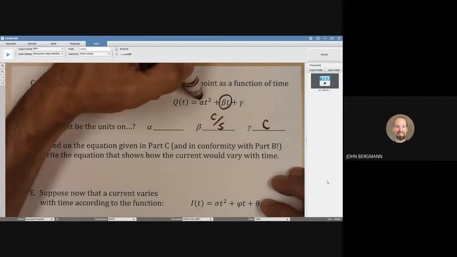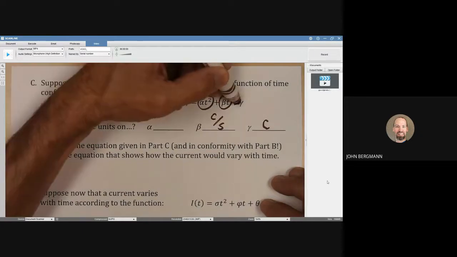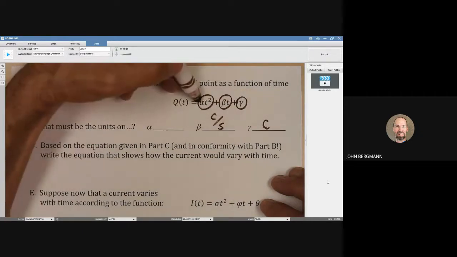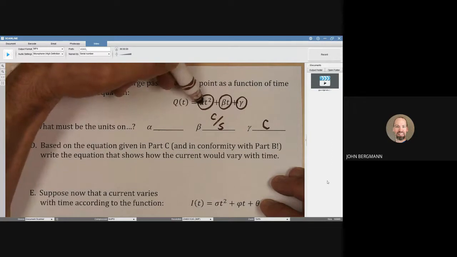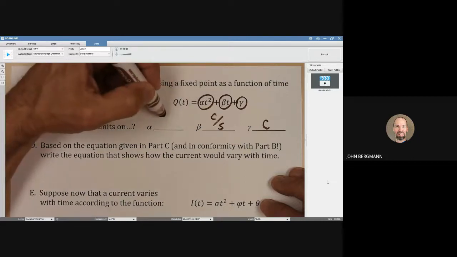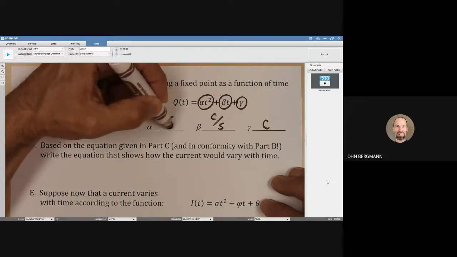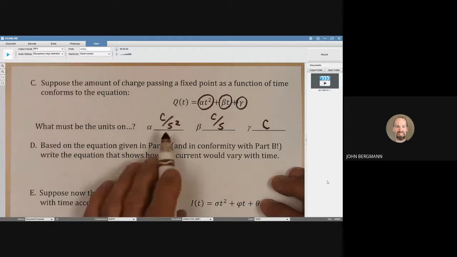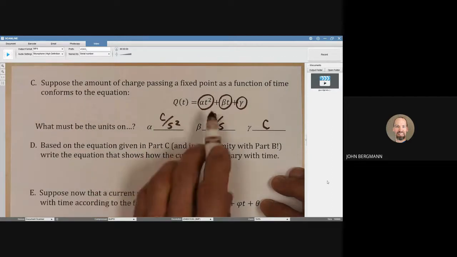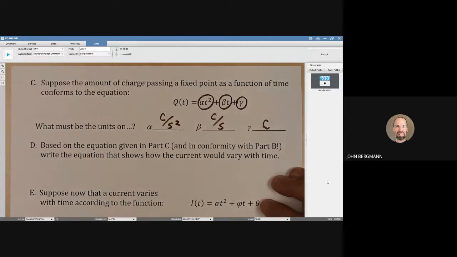And this one that I've circled, I'll circle all of them. The alpha must have what unit for that thing to have the unit coulombs? Well, alpha must be coulombs per second squared, because when you multiply coulombs per second squared times seconds squared, which clearly is what t squared is going to be, that'll give you coulombs. So I think we're good there.